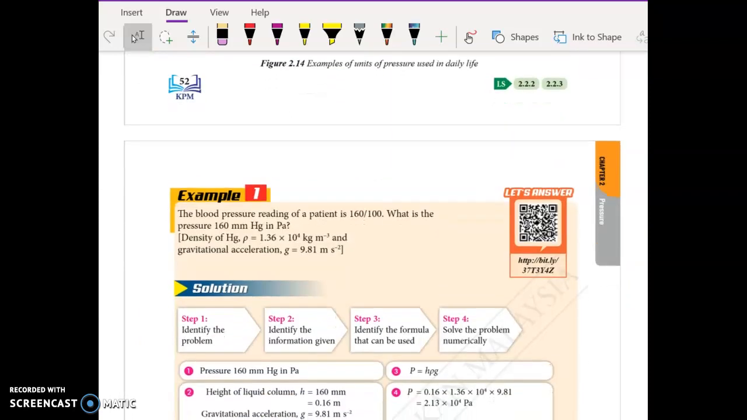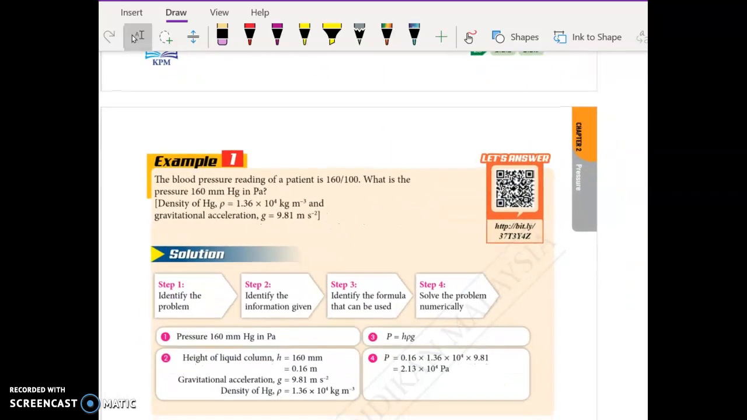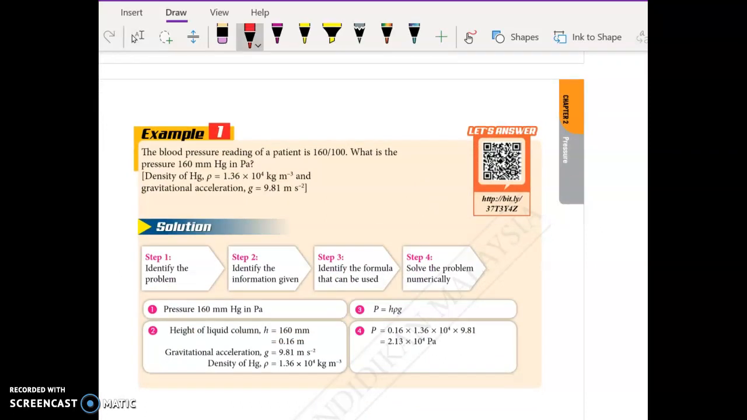Okay, so this example number 1, blood pressure of a patient is 160 per 100. So I think you are familiar with this reading. In lower form, you have learned about systolic and diastolic. Okay, so the question is, what is the pressure in 160 mm Hg in Pascal?